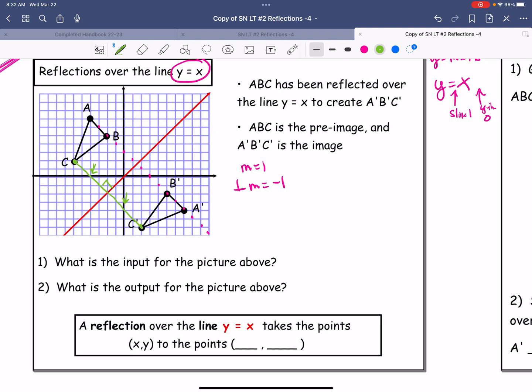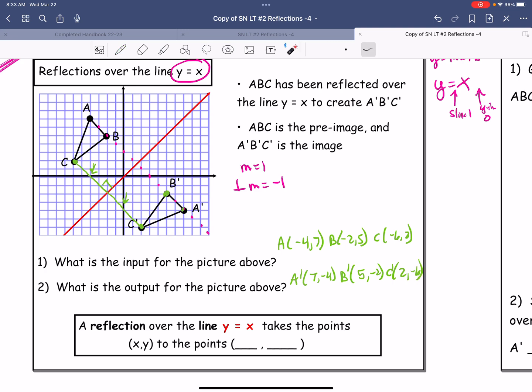Let's look at whether there's a pattern for graphing over the line y equals x. The input for the function here is A at negative 4, 7, B at negative 2, 5, and C at negative 6, 2. The output for the function is A prime at 7, negative 4. I'm just writing the coordinates for each of the primes. The coordinate for B prime is 5, negative 2, and the coordinate for C prime is 2, negative 6.